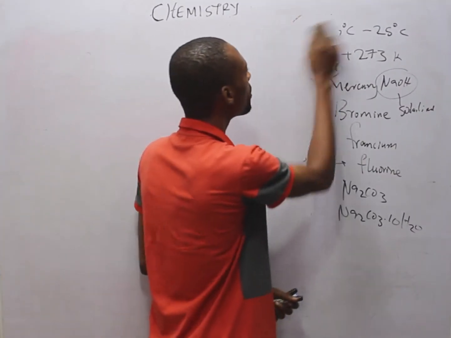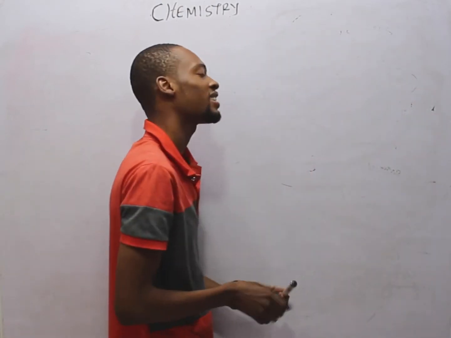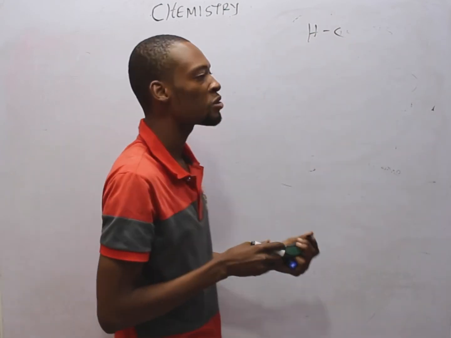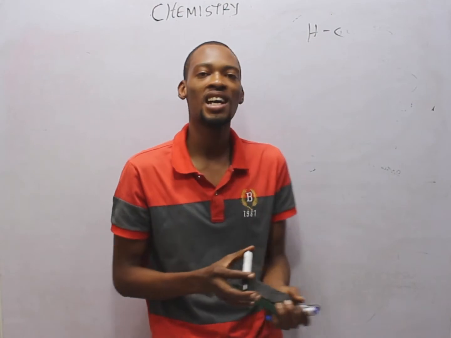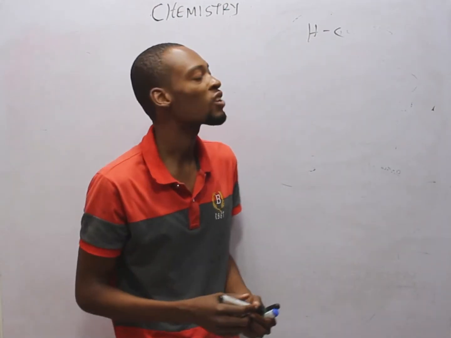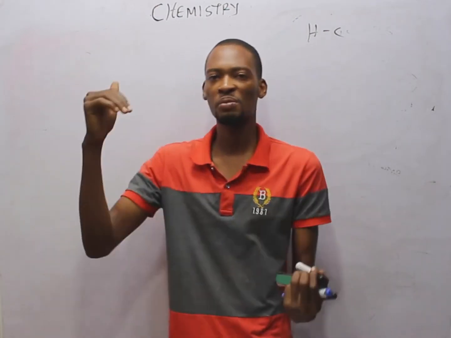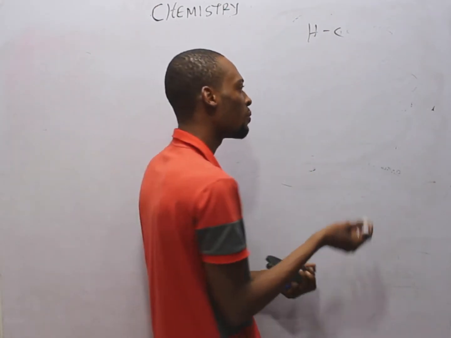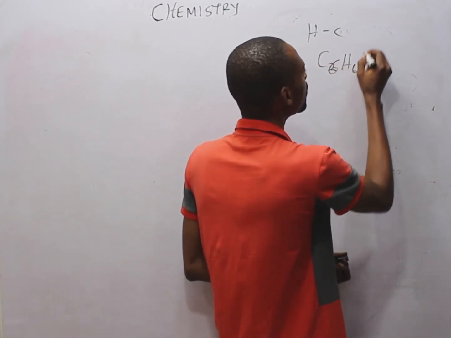Hydrocarbon is a compound that consists of only hydrogen and carbon. That is hydrocarbon, hydrogen and carbon. In hydrocarbon, we have aliphatic hydrocarbon and aromatic hydrocarbon. Aromatic hydrocarbon is a hydrocarbon that contains a ring. It's made up of a benzene ring. Benzene is an aromatic hydrocarbon. The formula for benzene is C6H6.